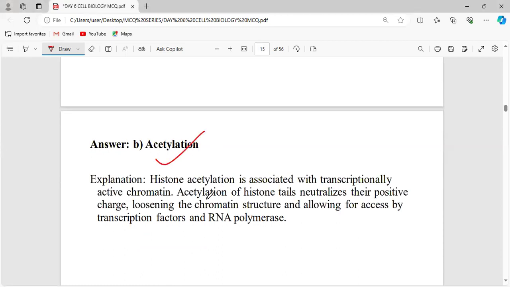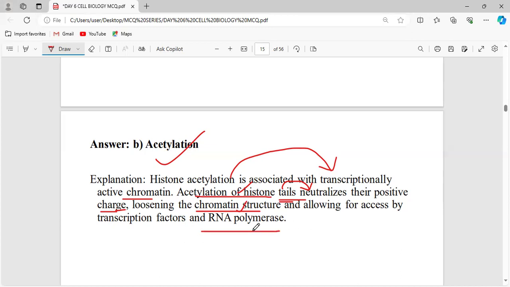Acetylation is the name of the post-translational modification. It is associated with transcriptionally active chromatin, that is euchromatin. This acetylation of histone tails neutralizes their positive charge. By neutralizing the positive charge, it loosens the chromatin structure. So what makes heterochromatin convert into euchromatin? This modification. What is that? Acetylation.